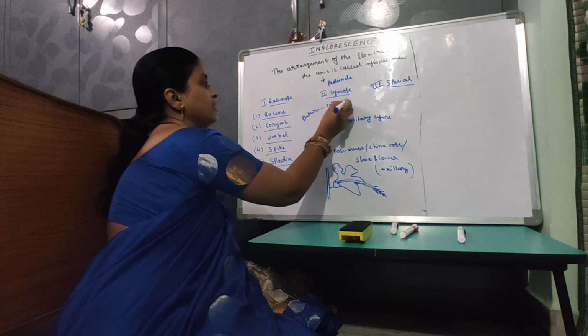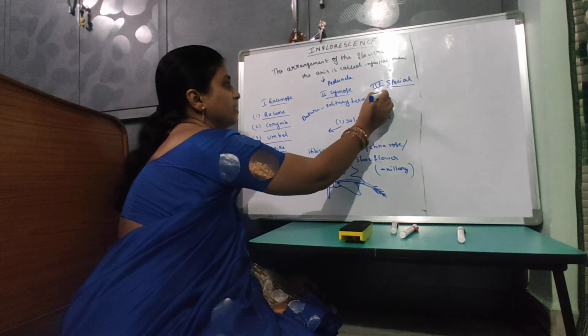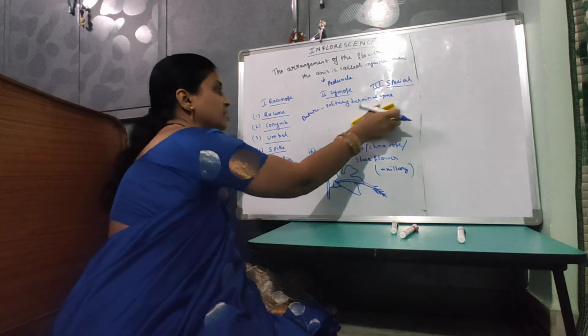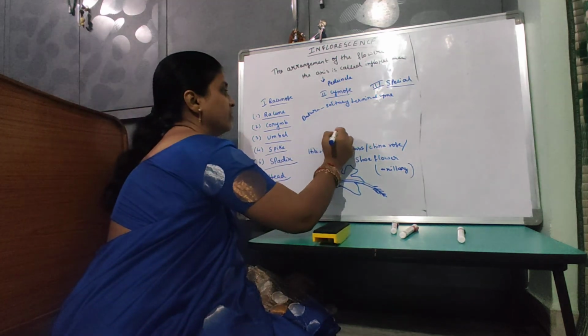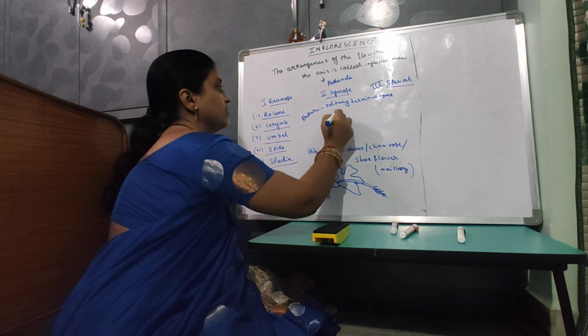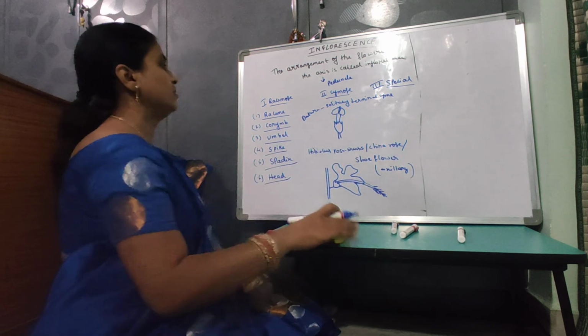Solitary terminal cyme. Okay, the terminal bud develops into a flower, like this.